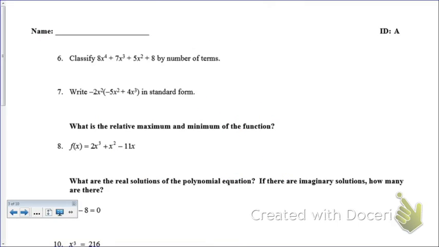Number 6, we're going to classify by the number of terms. As you can see, we have 1, 2, 3, 4. Anytime I have 4 or more terms, I just call it a polynomial.